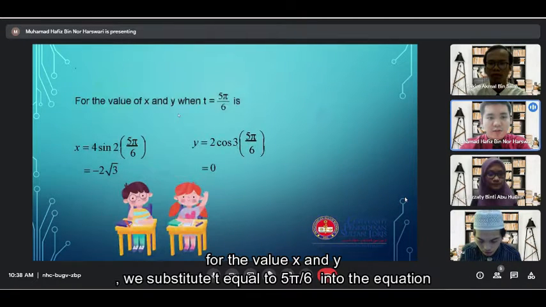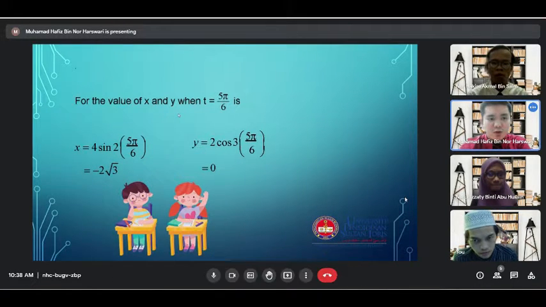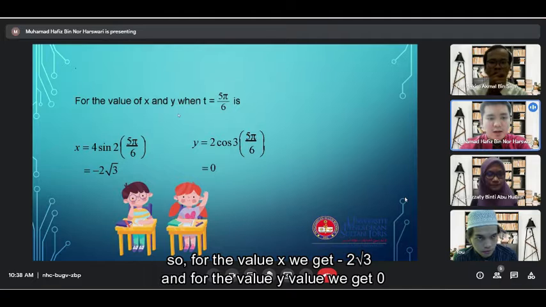For the values of x and y, we substitute t equals 5 pi over 6 into the equations. So, for the value of x, we get negative 2 square root 3, and for the y value, we get 0.